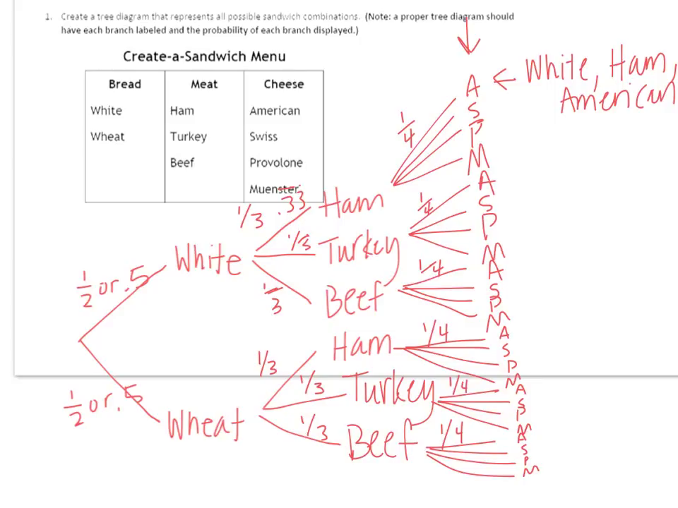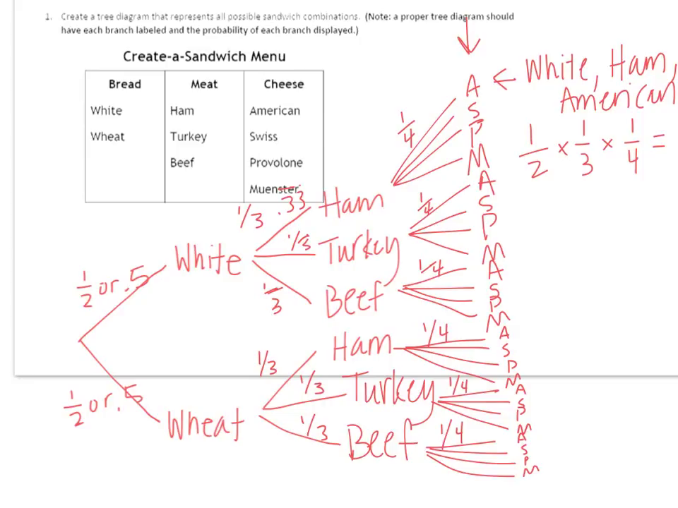The probability of actually choosing that specific sandwich, you would take the probability of each part and multiply it together. So the probability of getting white would be 1/2. The probability of getting ham would be 1/3. And the probability of getting an American cheese would be 1/4. Okay, and so then you would multiply it together.